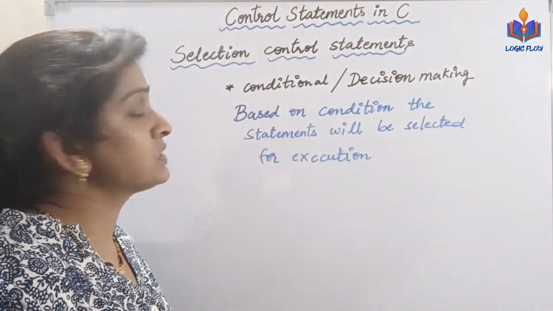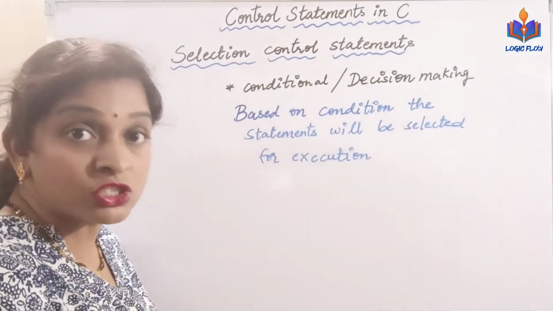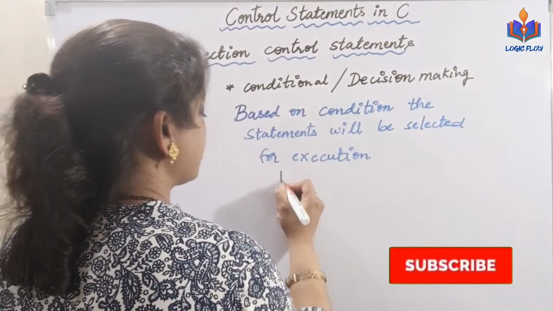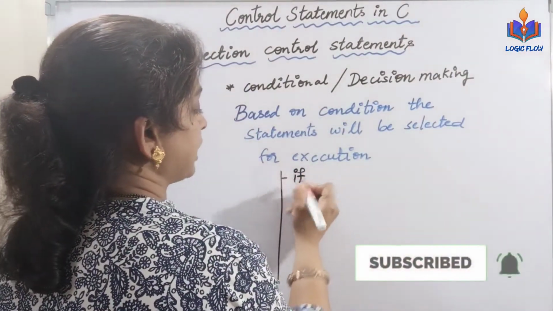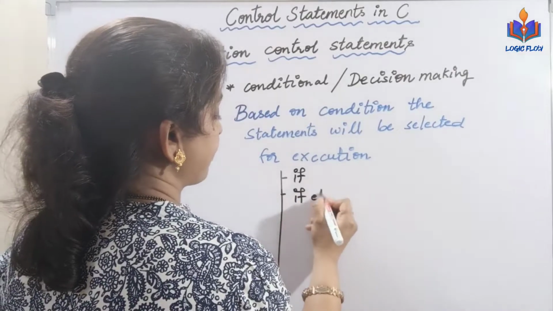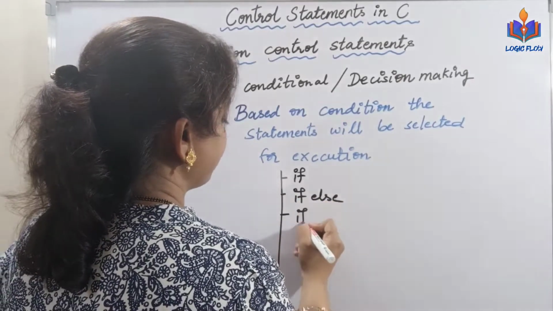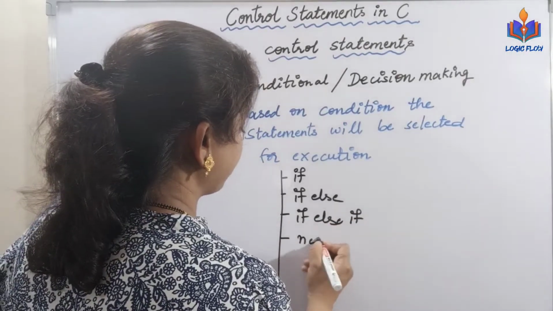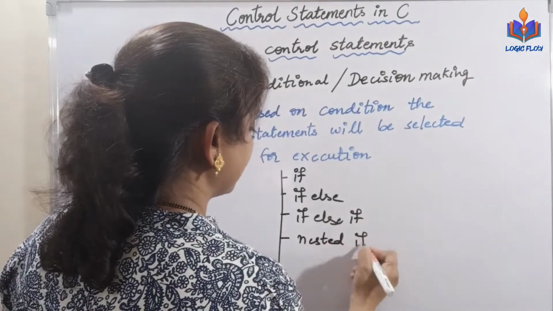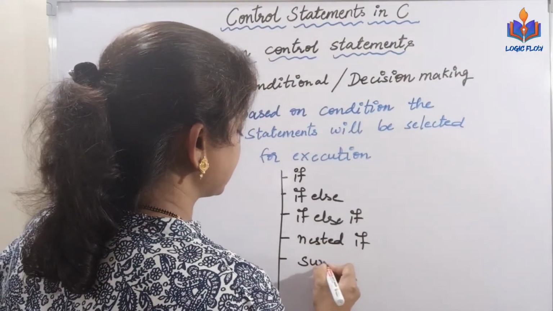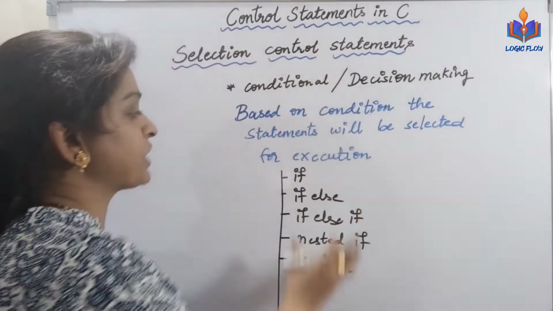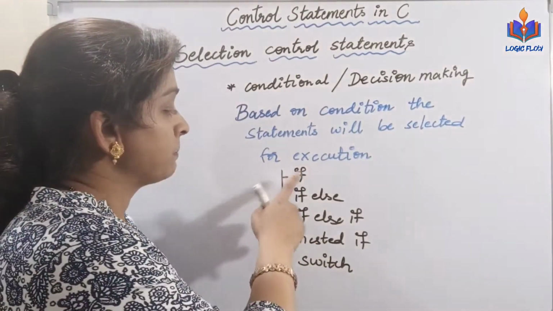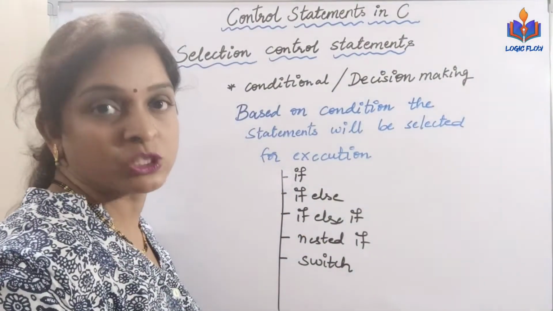So which are all those selection control statements? We have a list of selection control statements, conditional control statements, or what are called decision making statements. We have the simple if statement, if else, else if ladder, then we have nested if, then we have the switch statement. So these are the different types of selection control statements, and we will discuss all of these in videos one by one. Simple if, if else, else if ladder, nested if and switch.